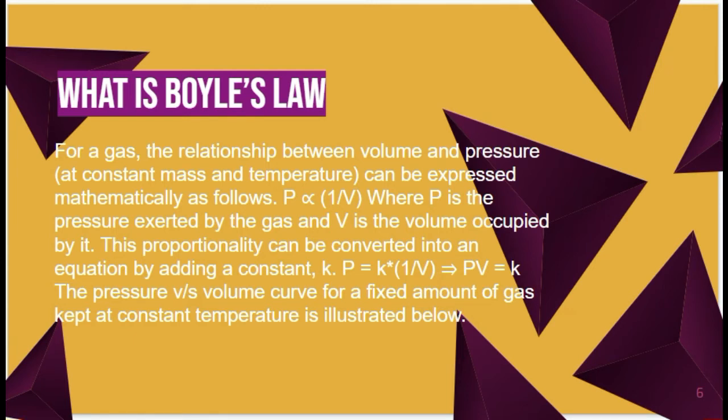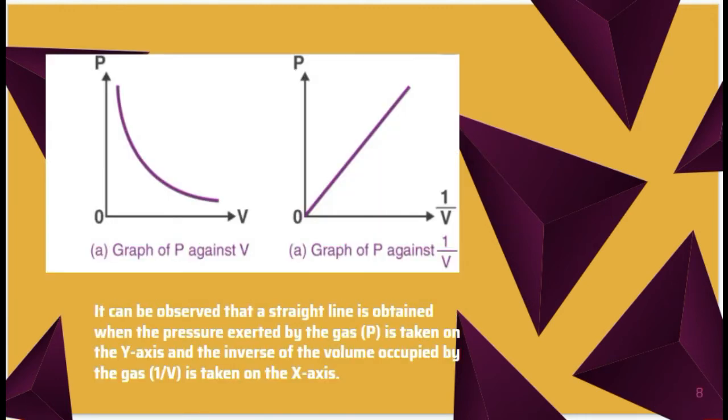The pressure-volume curve for a fixed amount of gas kept at a constant temperature is illustrated below. Here you can see a graph between P and V. Where the pressure is high, the volume is low, and where the volume is high, the pressure is low. So that's the graph of P against V, and that's the graph of P against 1/V. So that is a constant.